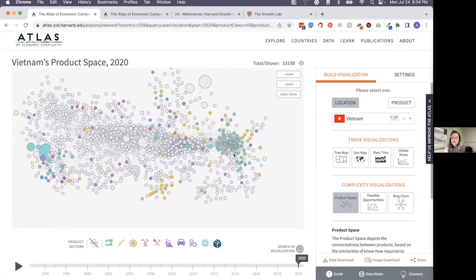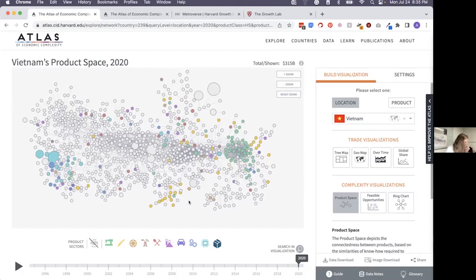So if a node is colored, if it has one of these bright sector-related colors, we say that it has an RCA, or a revealed comparative advantage, above 1. And what that means is that the country is sort of doing its fair share of that production in that country. If the node or the circle is not colored, it doesn't mean nothing is happening in that country. It just means it doesn't have that outsized share of production yet. And so it potentially represents an opportunity if it shares the same know-how of what's already happening.